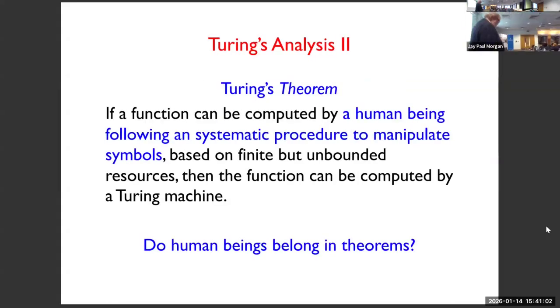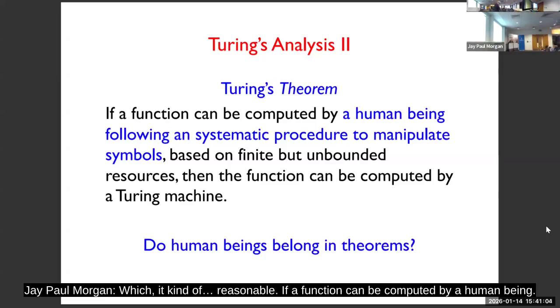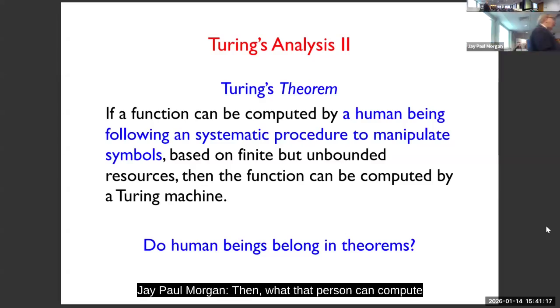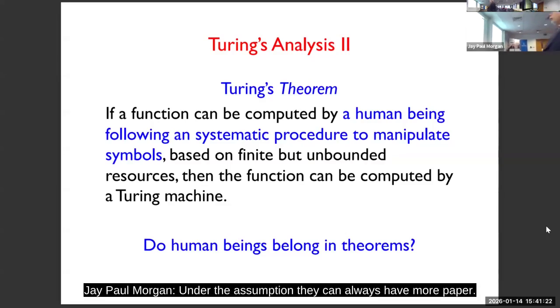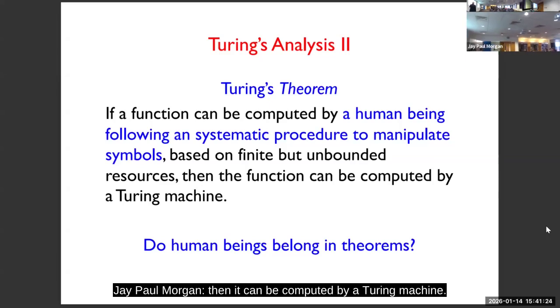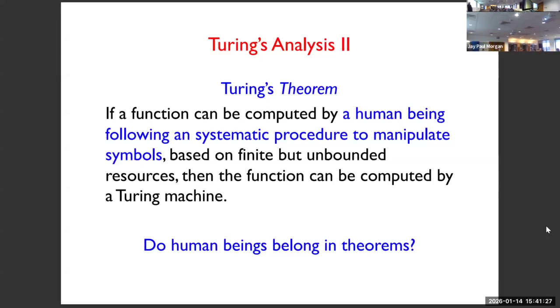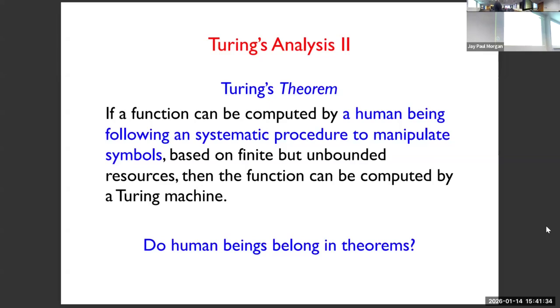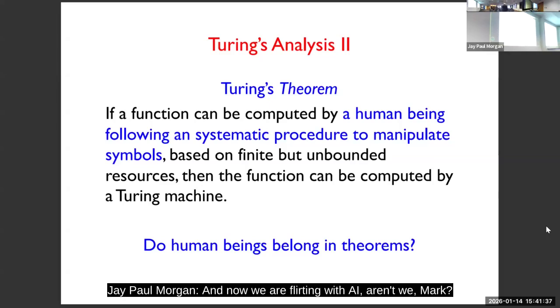And you could then argue that there's a theorem which is kind of reasonable. If a function can be computed by a human being, following a systematic procedure to manipulate symbols of the kind I've just described, if a person can do that, then what that person can compute, under the assumption they can always have more paper, can be computed by a Turing machine. Of course, the argument is, do human beings belong in theorems? And of course, the answer is yes, if you want them to, why not?